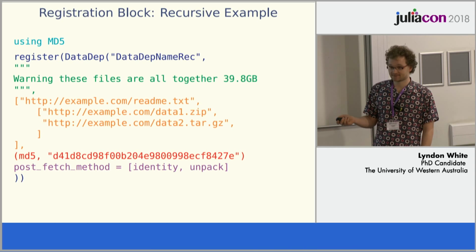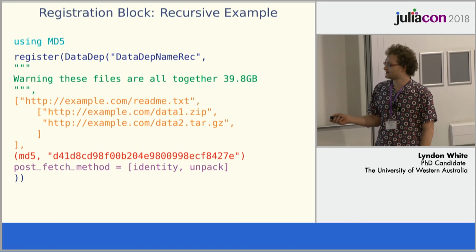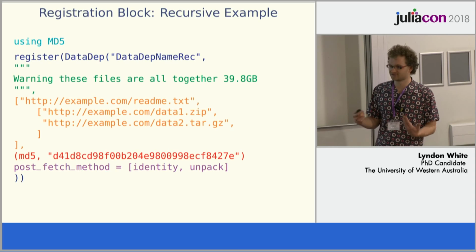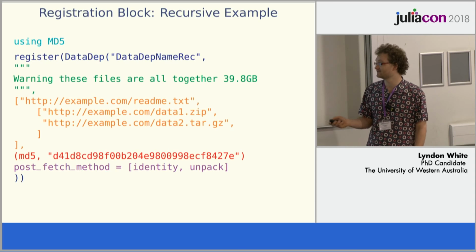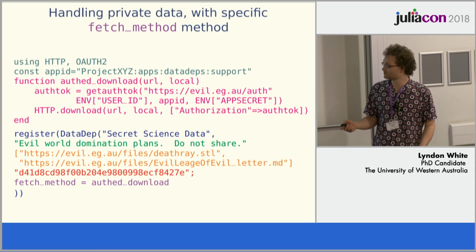A more complicated example: in this one, we have a list of lists of files to download and 2 post-fetch methods. So identity, which will do nothing, is applied to the README, and unpack is mapped over the second element. You can nest these things as much as you want for most of the fields. It also shows how we can use an MD5 rather than a SHA sum, which a lot of data, rightly or wrongly, includes. So that's your registration block.